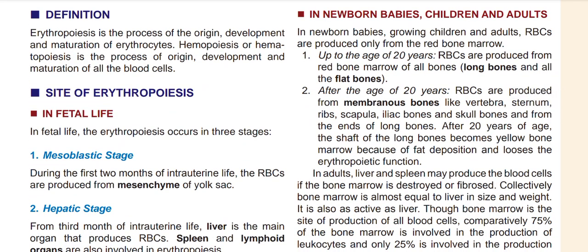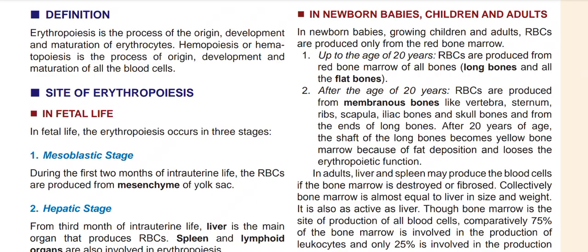In newborn babies, growing children, and adults, RBCs are produced only from the red bone marrow. There are two stages. Up to the age of 20 years, RBCs are produced from the red bone marrow of all bones, like long bones and all the flat bones. But after the age of 20 years, RBCs are generally produced from the membranous bones like vertebra, sternum, ribs, scapula, iliac bones, skull bones, and from the ends of the long bones.